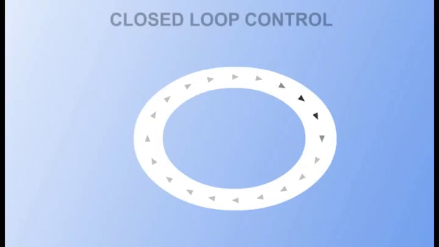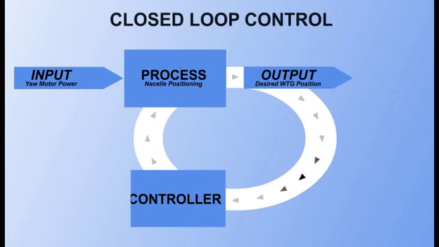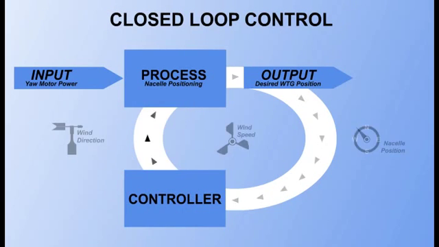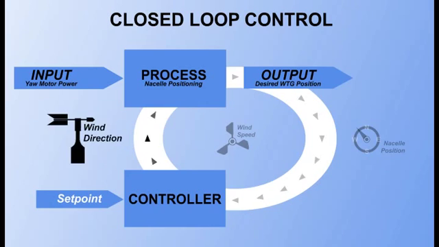Let's look at the parts of a wind turbine's closed-loop control system. A closed-loop control system measures variables that affect system performance and compares those measurements to the desired performance, which is called the set point. A turbine's yaw system control measures wind direction, wind speed, and the current position of the turbine.